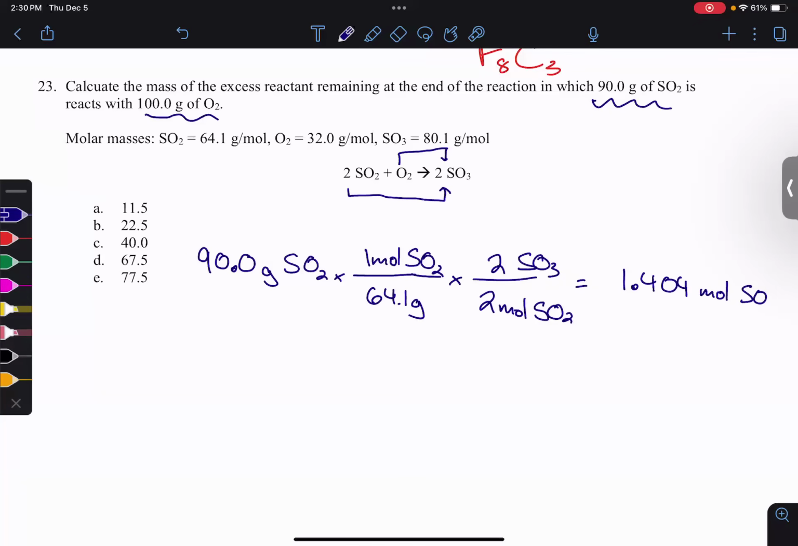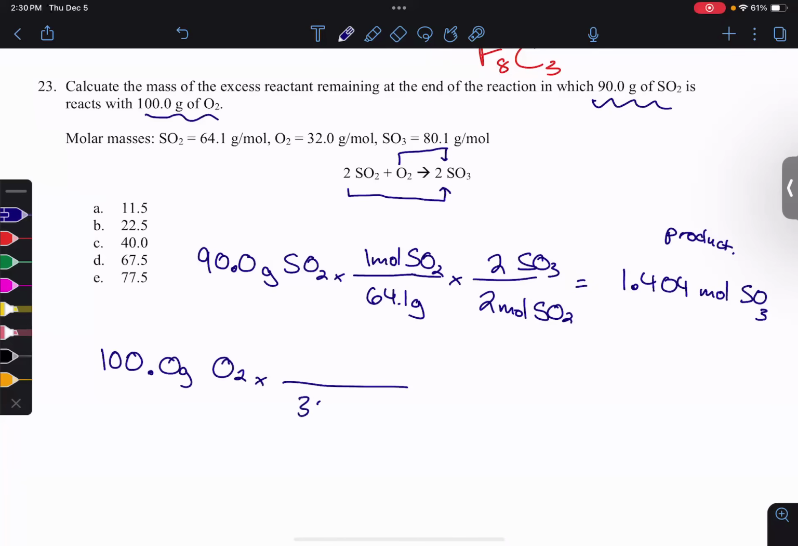Oh, crap. No, that's right. SO3 is produced. Okay, that's my product. All right? So then we're going to do the same thing with oxygen. We're going to pretend, okay, all of the oxygen reacts. How much product do I make?